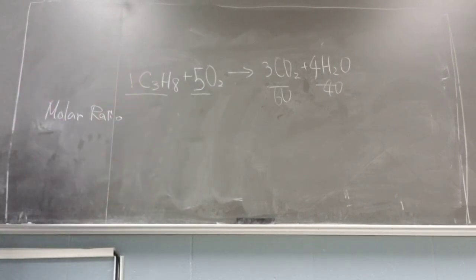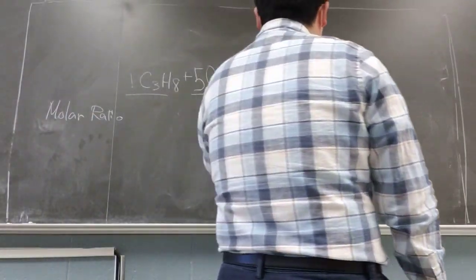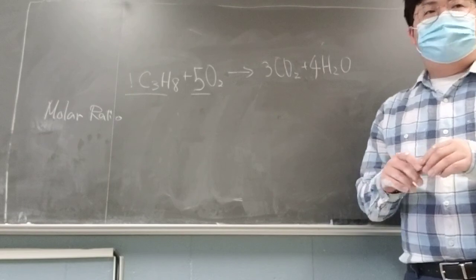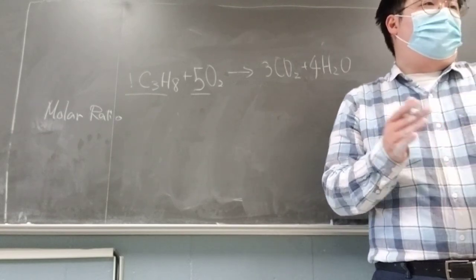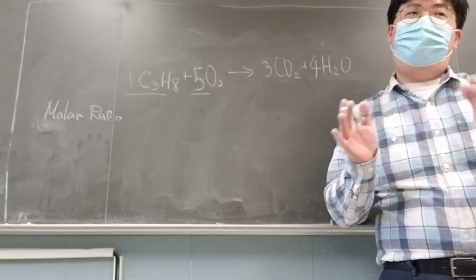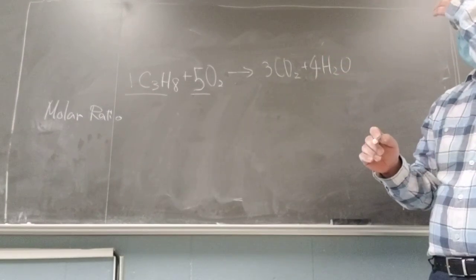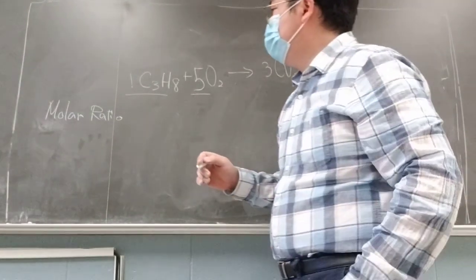So you can have a more realistic number. But anyway, if this is the case, it's not simple because it's not 1, 2, 1, 2. It's 1, 5, and 3, and 4. So in this case, what you can do is this.